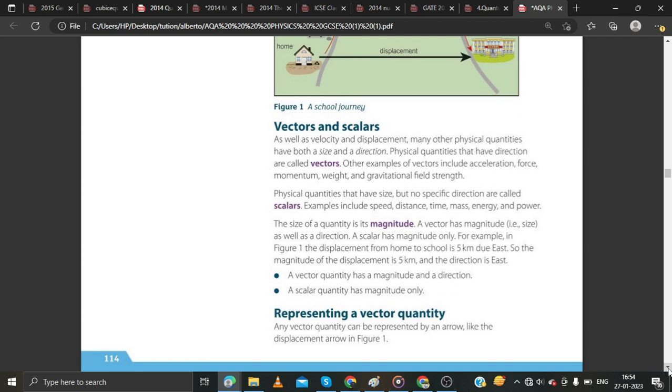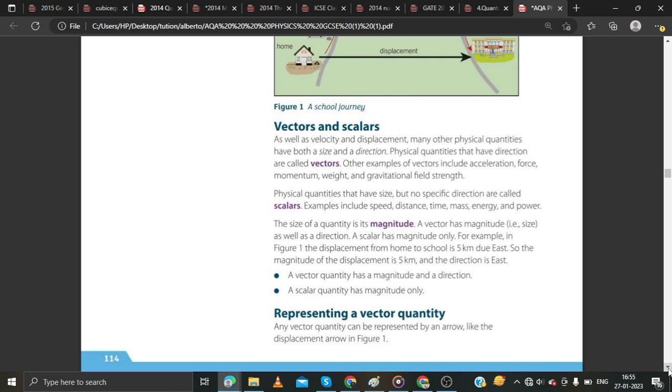Physical quantities that have direction are known as vectors. So we can call acceleration, force, momentum, etc. examples of vectors, because if we have to specify acceleration, we have to consider the direction of motion. That means quantities that give importance to direction are known as vectors. Whereas scalars only have size, but there is no specific direction. For example, time, mass, energy. We don't have to consider the direction. We only have to consider their size. The size of a quantity is known as its magnitude.